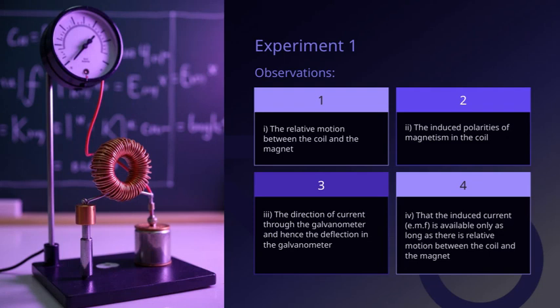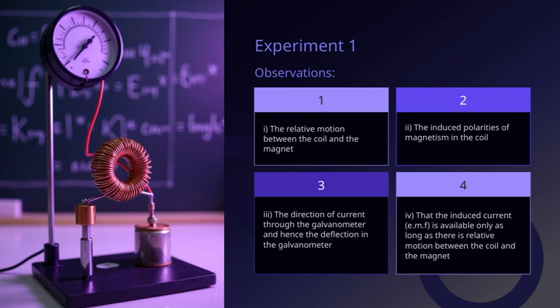Let's start by looking at the key points on this slide. First, we see that the induced current, or electromotive force, is only generated as long as there's relative motion between the coil and the magnet. This means if they stop moving, the current stops as well. Next, we have the induced polarities of magnetism in the coil. This refers to how the magnetic poles appear in the coil when the flux changes. It's all about how the magnetic field influences the coil during motion.